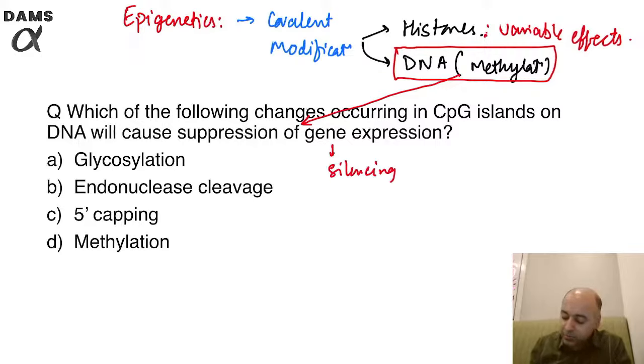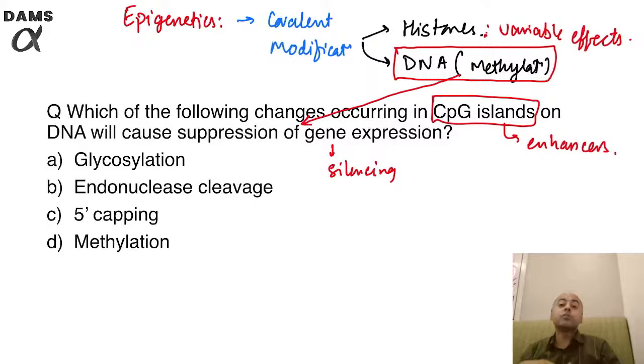Why? These CpG islands where this methylation is occurring are enhancers, responsible for enhancing the expression of the gene. So when you do methylation, enhancers shut off, and when the enhancers shut off, the expression also gets shut off. So the gene expression is silenced when you methylate the CpG islands. CpG islands work as enhancers. They can be upstream or downstream from the gene; they need not be only upstream.